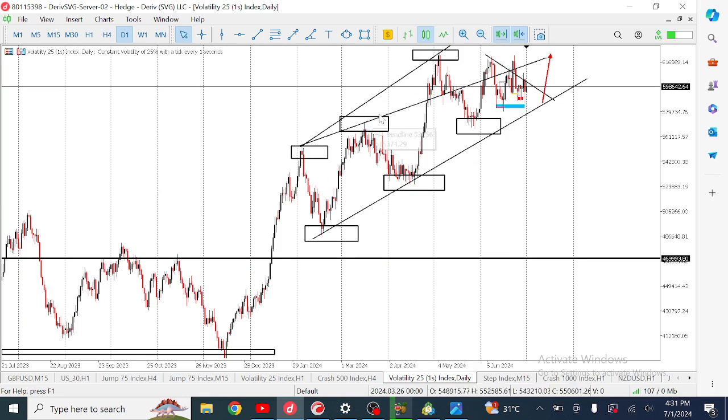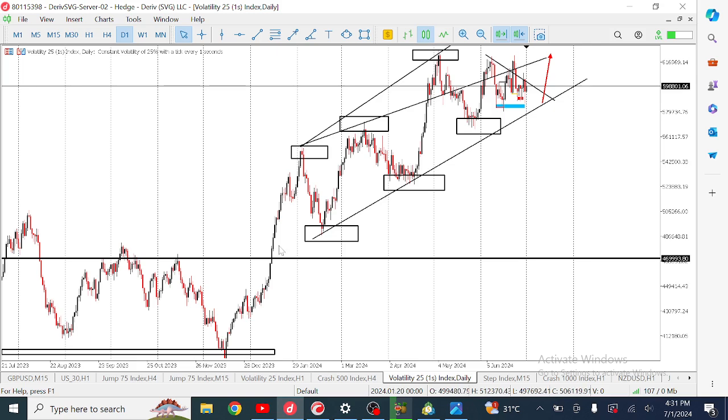So that's why I have these boxes here. This is a high. This high is higher than this high, and this high is higher than this high. This low is higher than this low. This low is higher than this low. So those are the character of a bullish price or a bullish market.